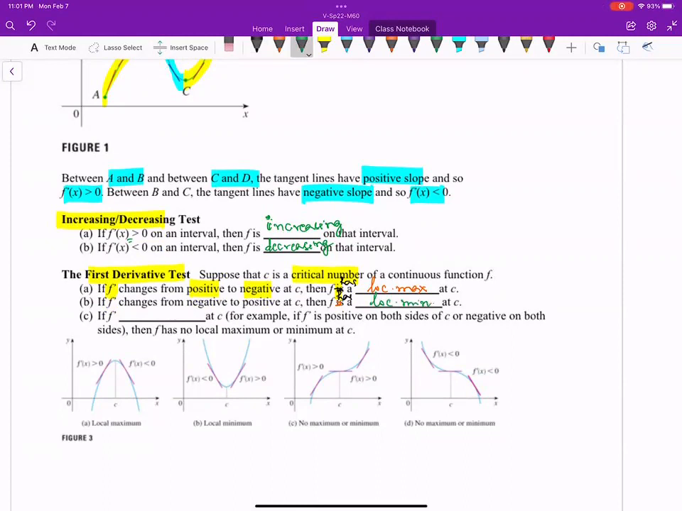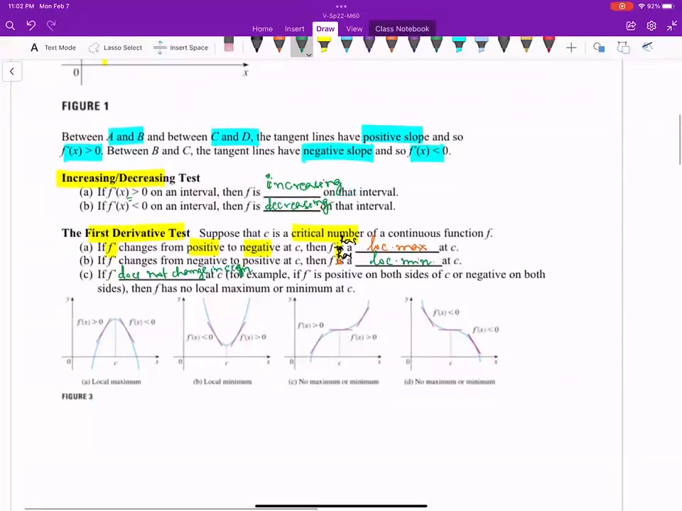If f prime does not change in sign at c, for example, if f prime is positive on both sides of c, or negative on both sides of c, then f has no local maximum or minimum at c.